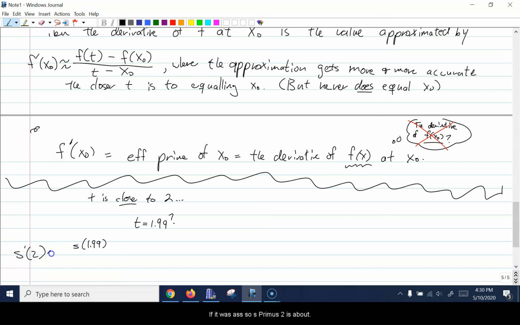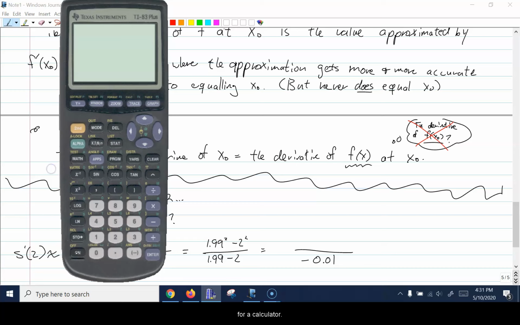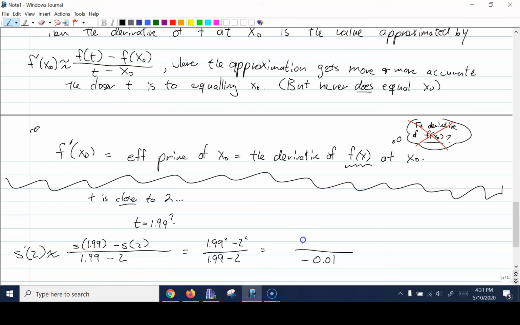So s prime of 2 is about s of 1.99 minus s of 2 divided by 1.99 minus 2. What is that? That's 1.99 squared minus 2 squared divided by 1.99 minus 2. The number on bottom, I can subtract that. It's 0.01, but it's negative. The number on top, I probably need a calculator for. Hey, calculator. What is 1.99 squared minus 2 squared? Divide that by negative 0.01. Oh, the number on top is negative 0.039.